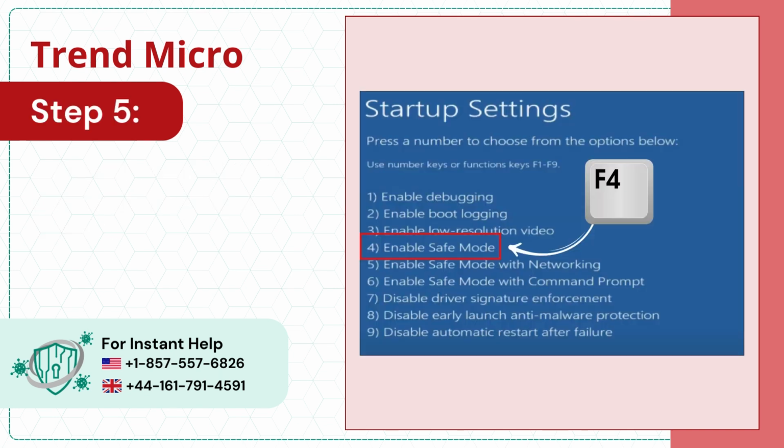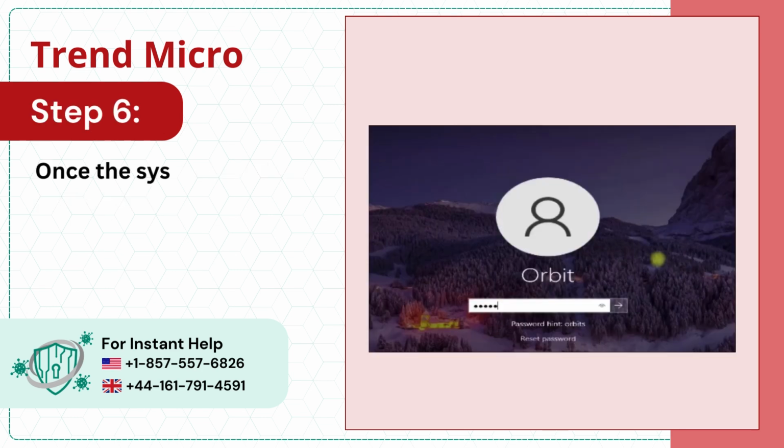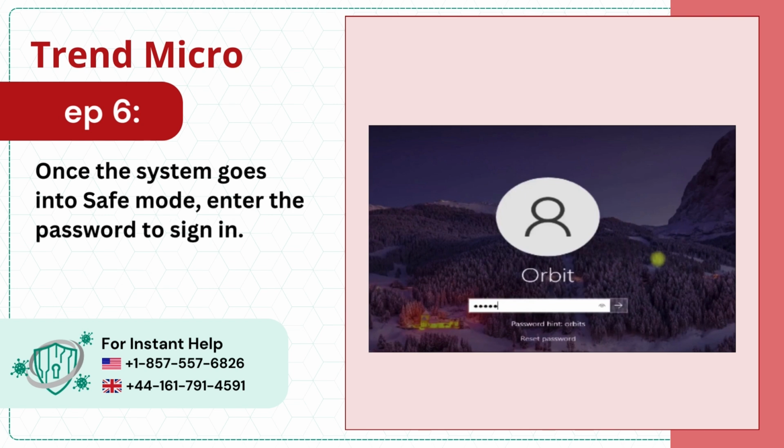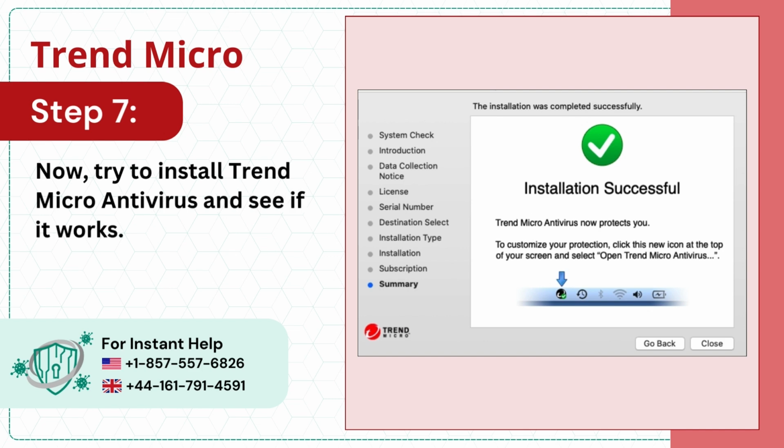Step 5. Press the F4 key to select Safe Mode. Step 6. Once the system goes into safe mode, enter the password to sign in. Step 7. Now try to install Trend Micro Antivirus and see if it works.